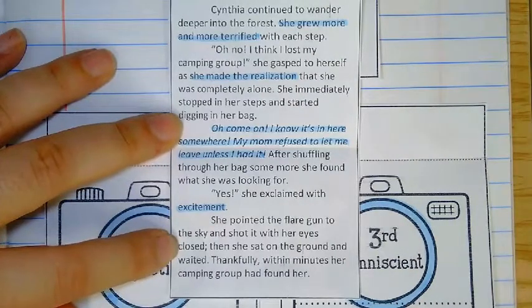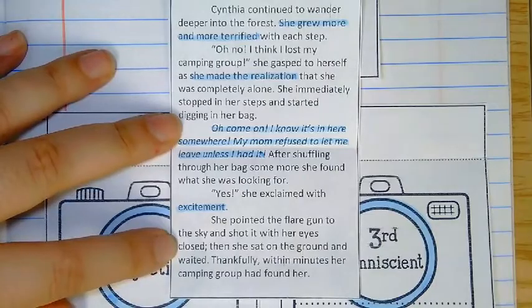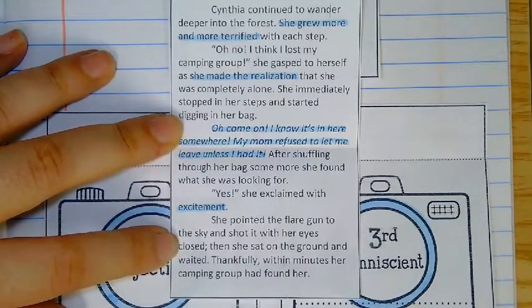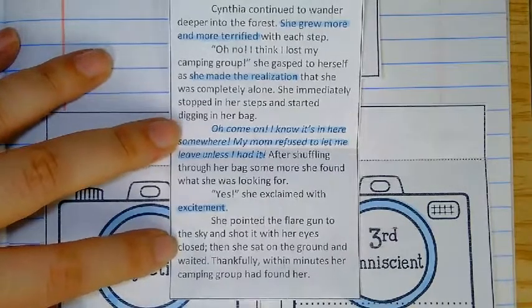Now, in this case, I can only see what one character thinks or feels because it's all stuck to what Cynthia is thinking and feeling. So what type of third person would that be? In this case, since I'm limited to only Cynthia, that means that I am dealing with third person limited.